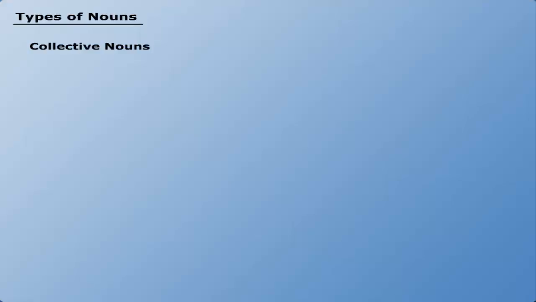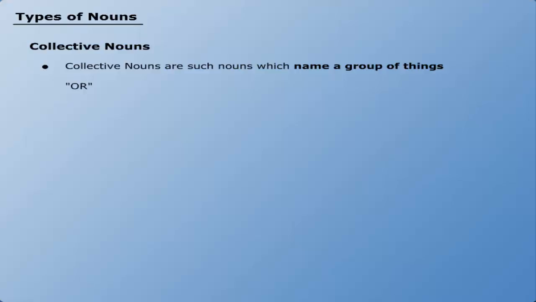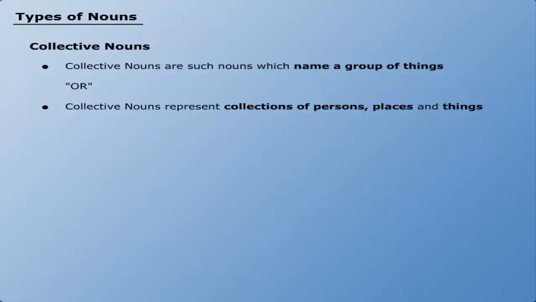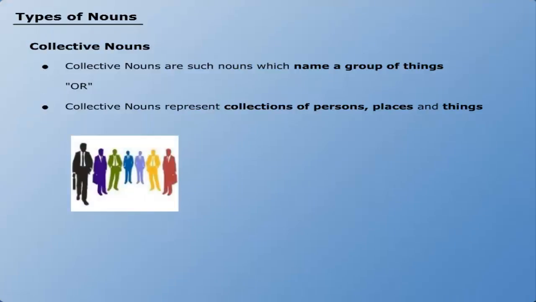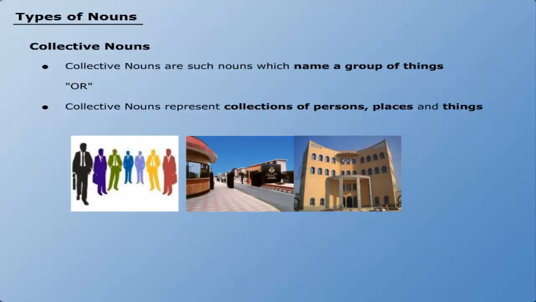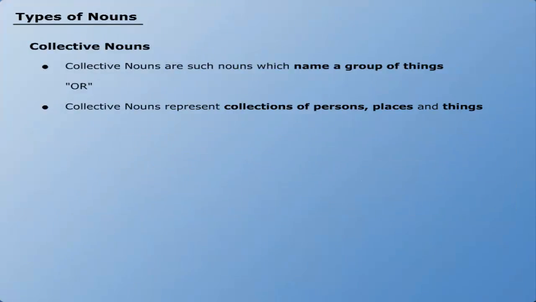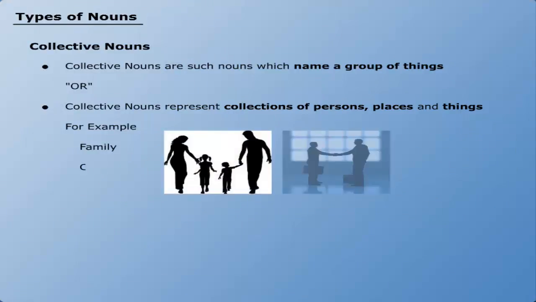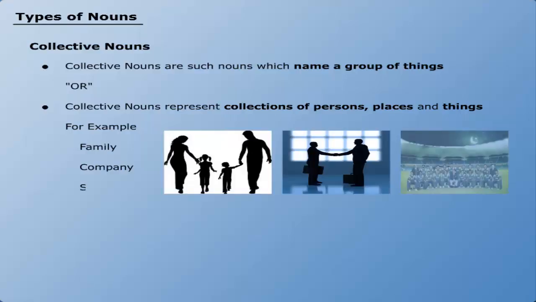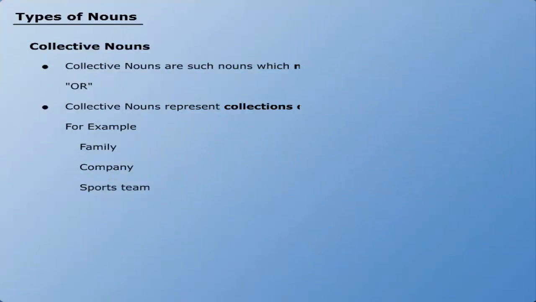Collective nouns. Collective nouns are such nouns which name a group of things. Or, collective nouns represent collections of persons, places, and things. For example, family, company, sports team.